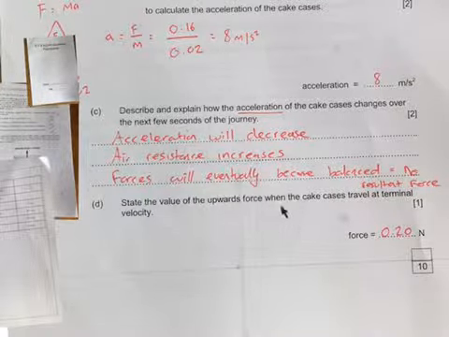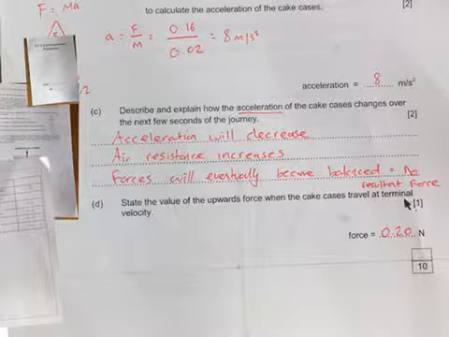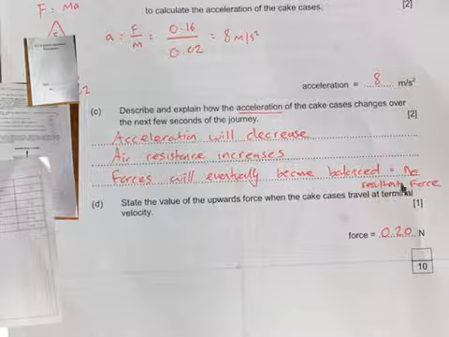And then state the value of the upward force when the cases reach terminal velocity. Well, like I just said, when it hits that point where there's no resultant force, they're going to be the same. So 0.20 minus 0.20 is going to be that no resultant force, zero resultant force. Let's stick these up here nice and tight.